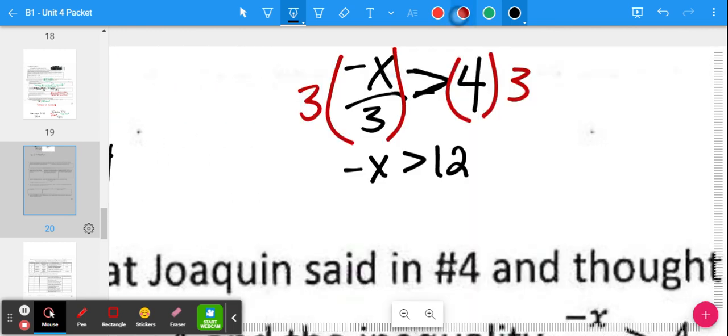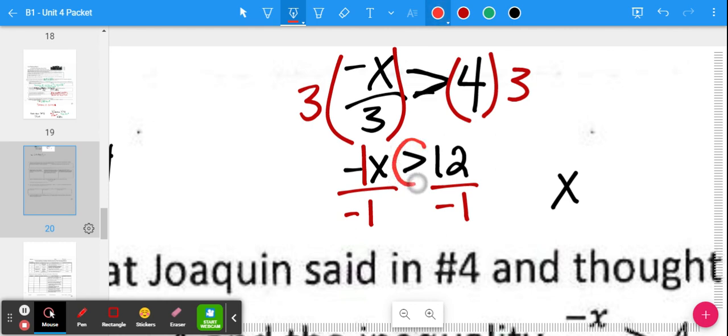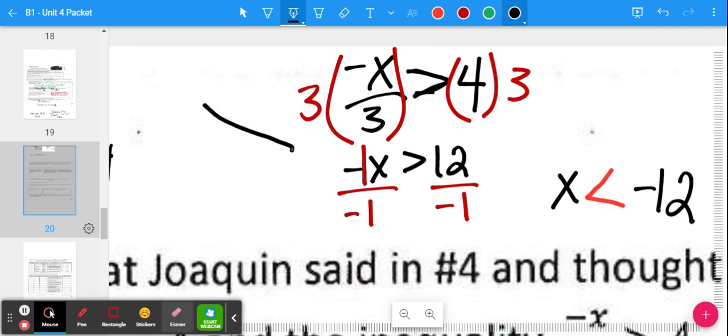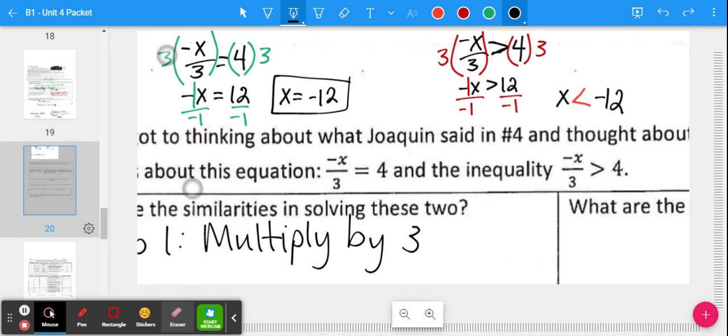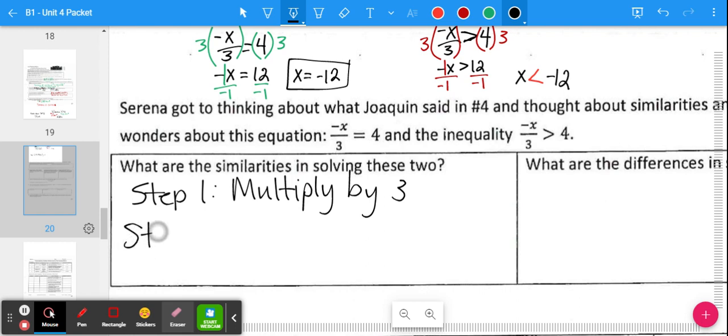Looking at the inequality, we have to do the same thing. There's that negative 1 in front of the x, that coefficient negative 1. So we divide by it, and we get x. And because we divided by a negative, remember, you must flip the sign when you divide by a negative. So it becomes less than negative 12. So for step 2, on both, we divided by the negative 1, so that's something they have in common.